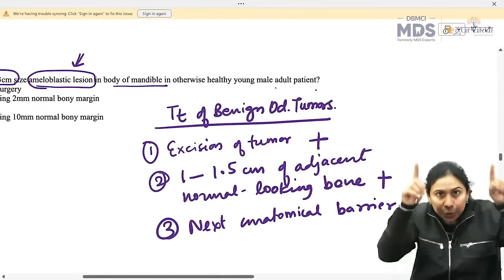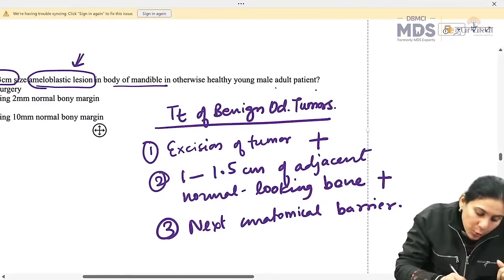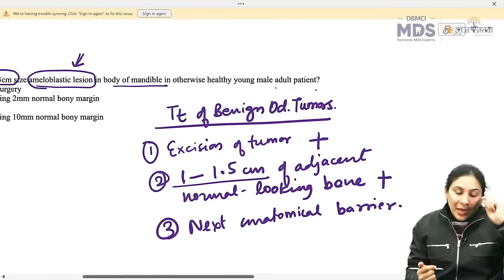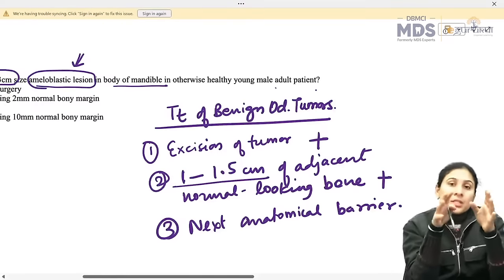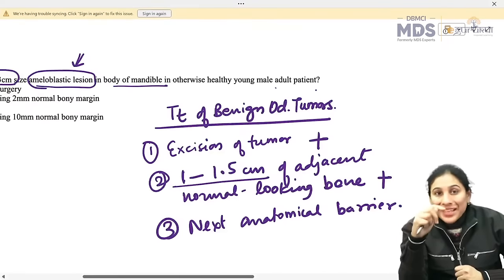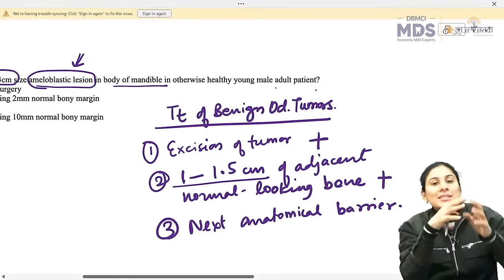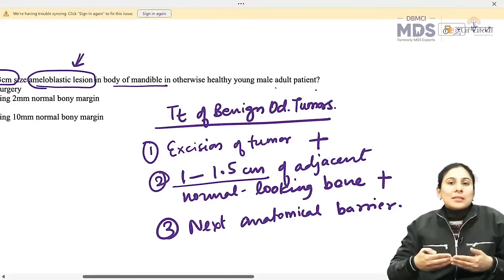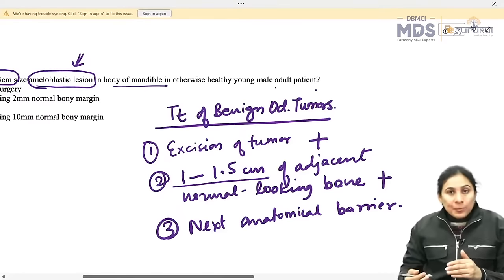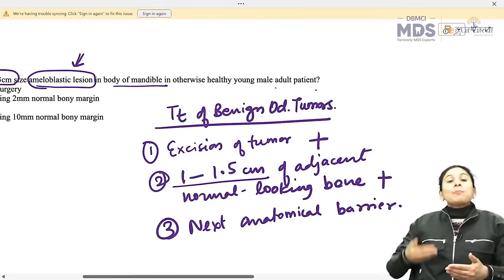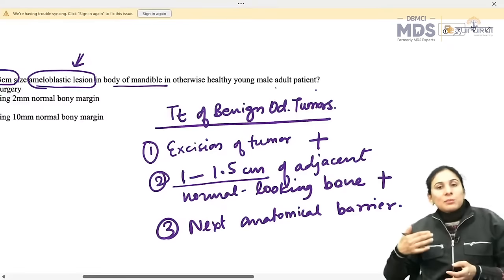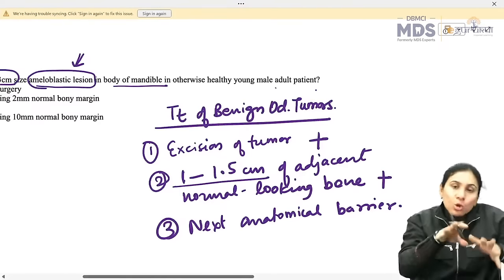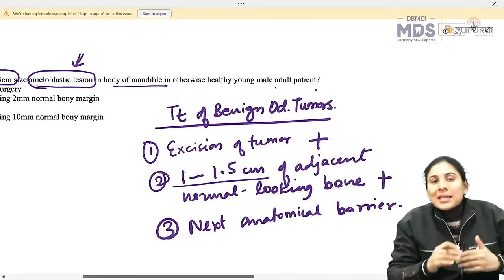You remove the tumor. Along with the tumor, you don't just excise the tumor, you also remove around 1 to 1.5 centimeter of adjacent normal looking bone because the tumor infiltrates into the adjacent bone and the next anatomical barrier. So if the tumor is restricted to the bone, you remove that much bone and the next anatomical barrier, that is the periosteum. If the tumor has infiltrated and perforated the periosteum, you remove the bone, periosteum, plus the next barrier, which is the overlying muscle. If it has infiltrated the bone, periosteum and muscle, you remove the bone, periosteum, muscle and the deep connective tissue, which is there over the muscle. So whatever is the next anatomical barrier that is free of tumor, you excise that barrier also, considering that there will be microscopic infiltration of the tumor into the next anatomical barrier also.